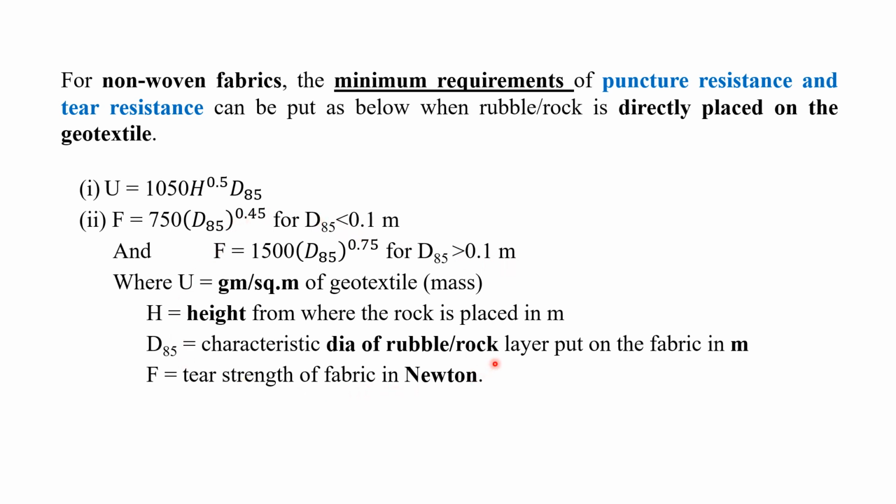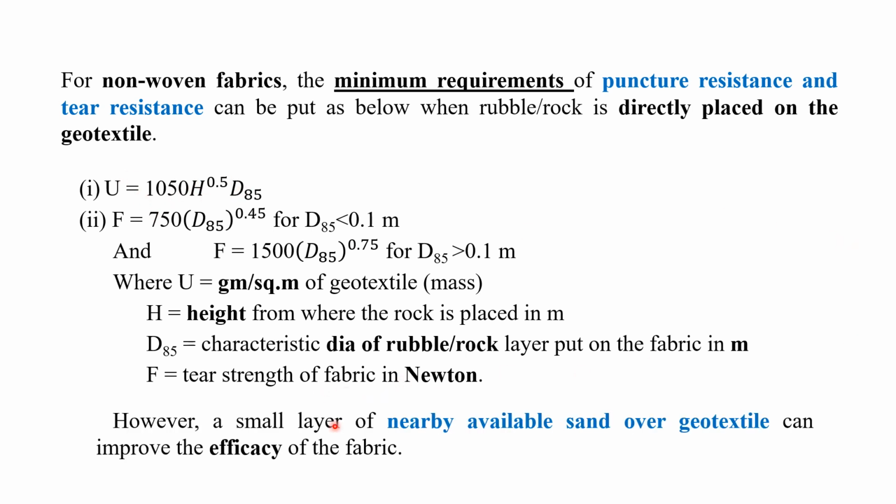So tear strength for non-woven fabrics we can find out by this formula. The minimum requirements of the puncture resistance and the tear resistance can be put as below when rubble or rock is directly placed on the geotextile materials. So these two formulas we can use to calculate the tear strength, right? And the mass per unit area we can also calculate by this formula.